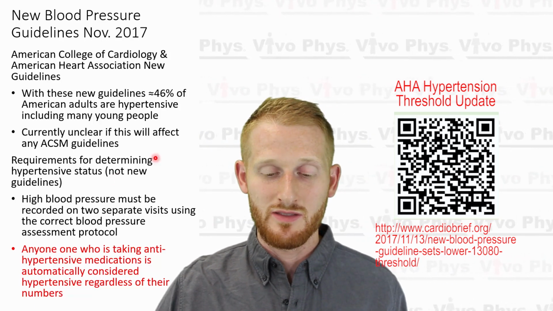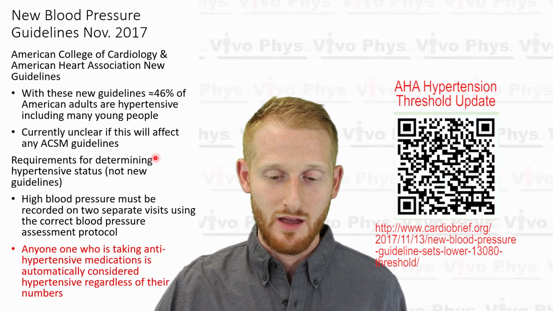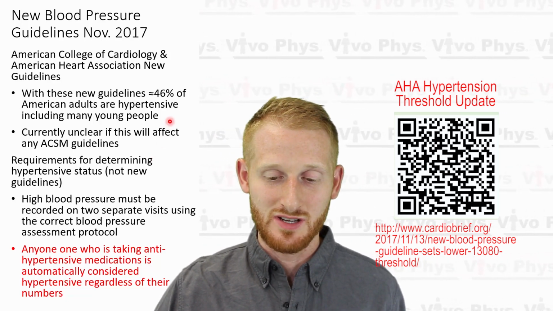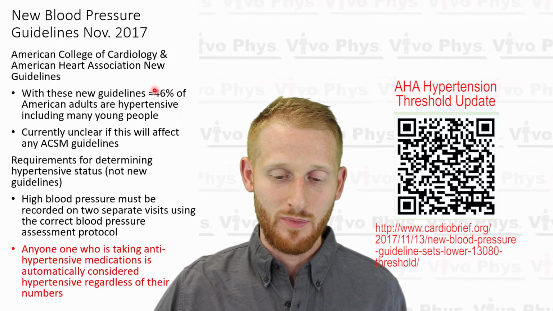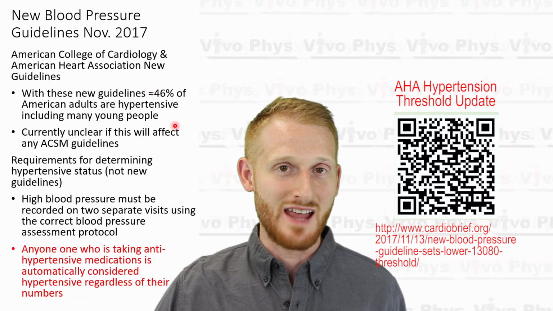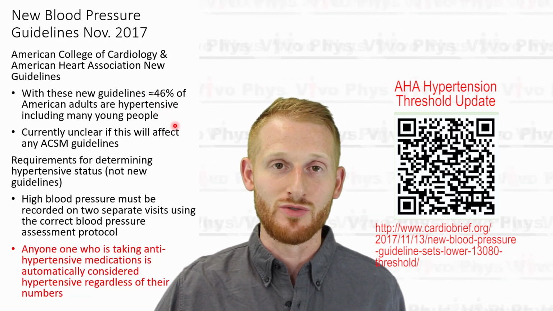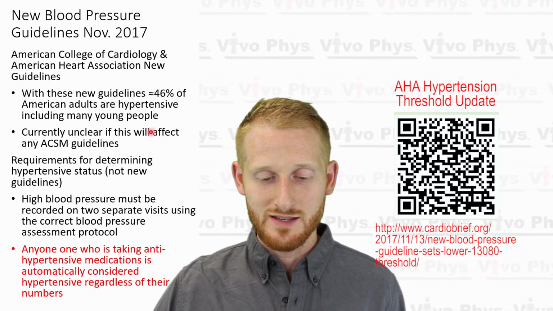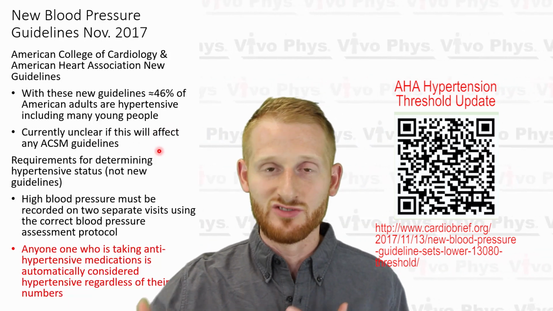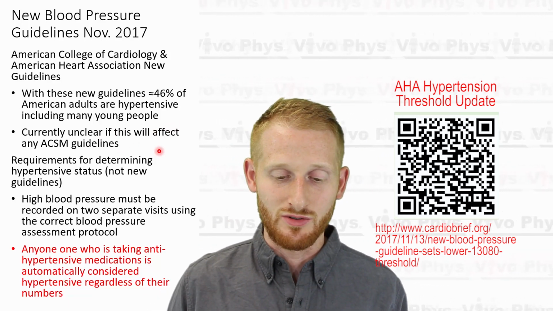With this drop in the hypertension threshold, a lot more people are going to be diagnosed with hypertension. They're estimating that approximately 46% of the American adult population is now going to be hypertensive by this new threshold. All right, so it's unclear right now what the ACSM is going to do as far as whether they're going to adopt the new thresholds or not.